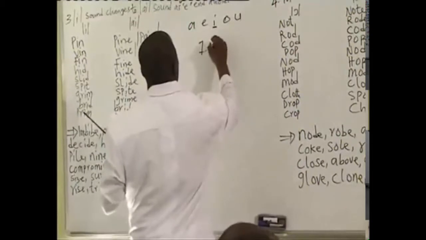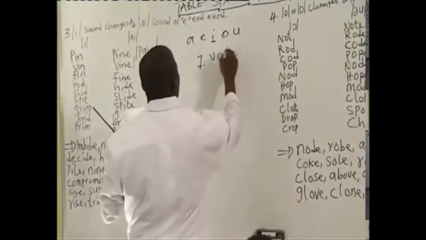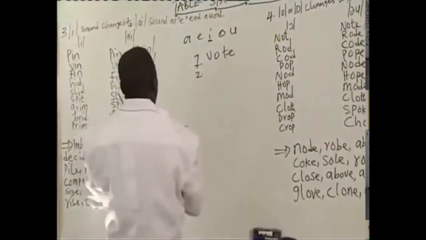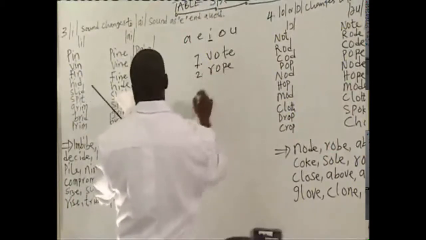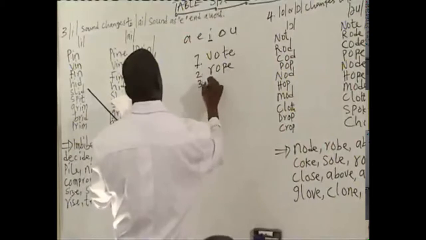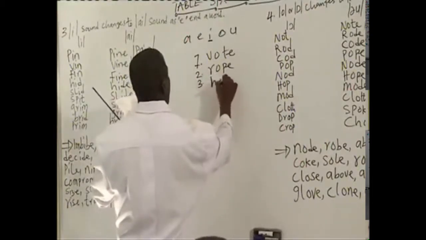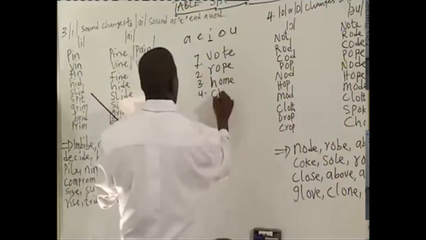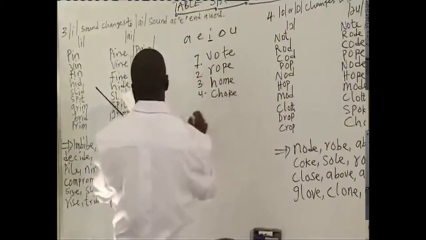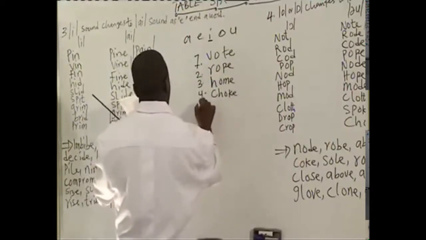V-O-T-E. Number 2. Spell rope. R-O-P-E. Spell home. H-O-M-E. Spell choke. C-H-O-K-E. Spell broke. B-R-O-K-E.